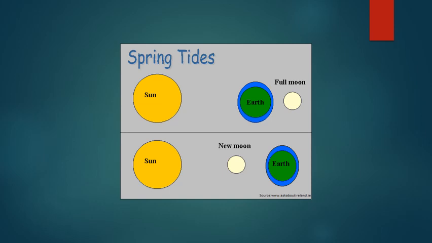So twice during the lunar month, namely during new moon and full moon, the earth, moon and the sun are in the same straight line, and the gravitational effects of both moon and the sun are combined to produce tides which are higher than normal. That is, the high tide is very high and the low tide is very low. And this is just for your knowledge.